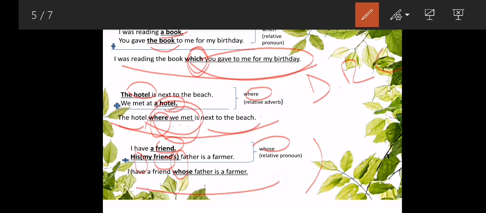And look at the last sentence. I have a friend whose father is a farmer. In this sentence, whose is our relative pronoun, as we said before, and "whose father is a farmer" is our defining relative clause. Okay? I need this information because without this part, look at the other sentence. I have a friend. Which friend? I don't know. I need some additional information here. Okay?